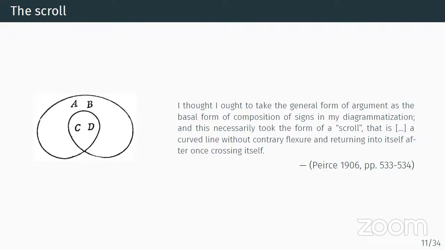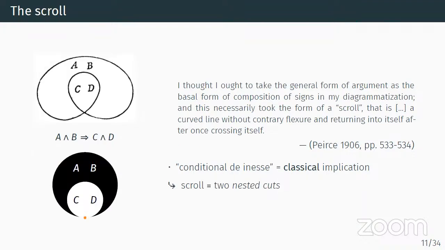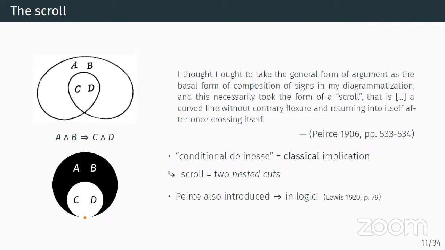And this is interpreted as implication, but classical implication. So A and B implies C and D. The outer area is the antecedent, and the inner area is the consequence of the implication. And in classical logic, this is really equivalent to having this negation encoding of implication. So you can see it as two nested cuts. But I emphasize this continuity of the line with this self-intersection point. Another interesting historical fact is that it was Peirce who introduced the very symbol of implication into symbolic logic. He thought that it was an important concept that deserved a separate symbol.